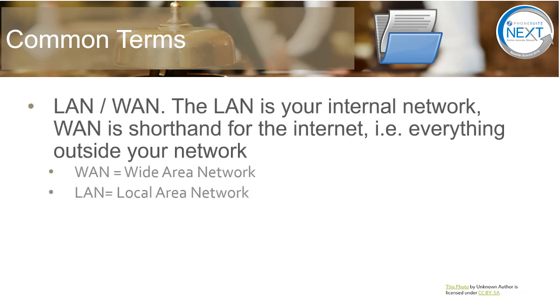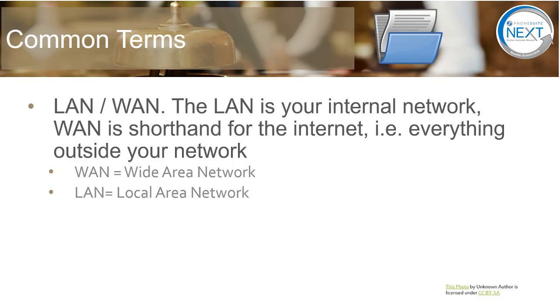So, first on the list of our common terms, we have LAN and WAN. The LAN is your internal network, and the WAN is shorthand for the internet. So, LAN is local area network. Basically, it's everything from the router on the inside of your network. So all of your computers, phones, printers, anything else you put on your network inside the building is going to be your local area network.